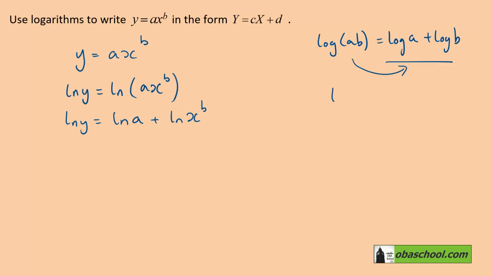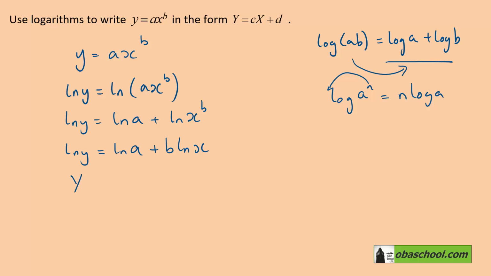And then there's a log law that says that log a to the n is equal to n log a. In other words, the power here can slip down in front. We can do that with the b here. So ln y is ln a plus b ln x. And this is of the right form.